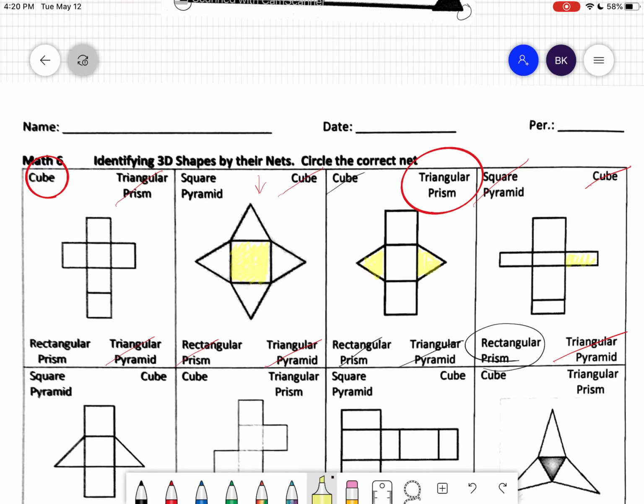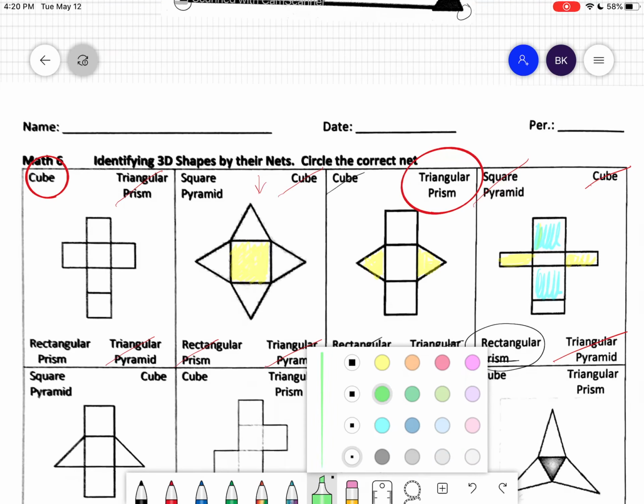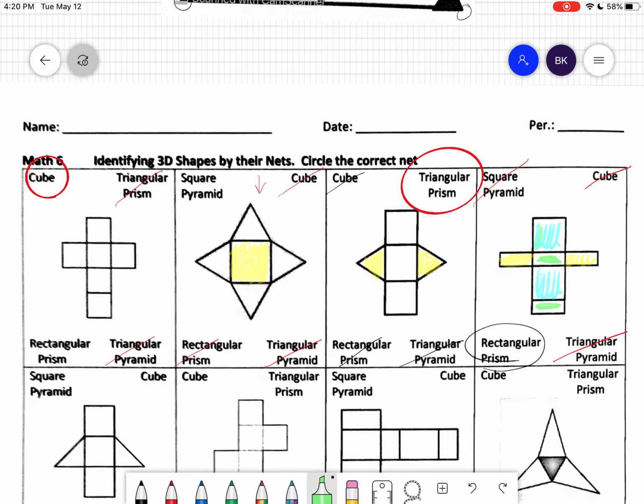Rectangular prism, because remember, opposite sides are the same. So these two are going to be the same, right? Then we're going to have this one and this one is the same. And finally, we have this one and this one. They're the same. And we fold them in and they're going to create a rectangular prism.